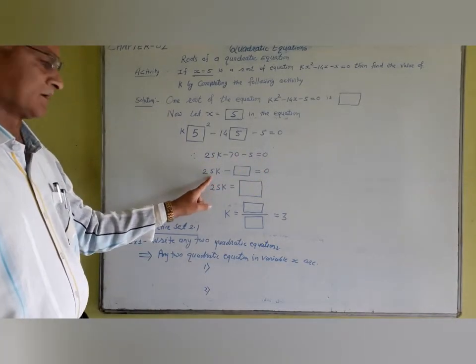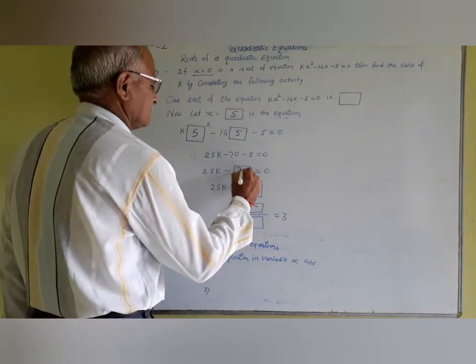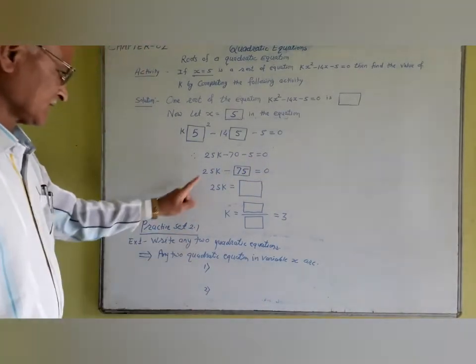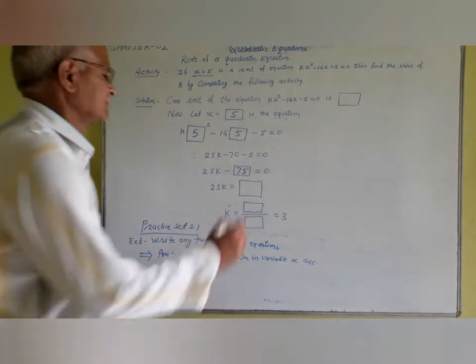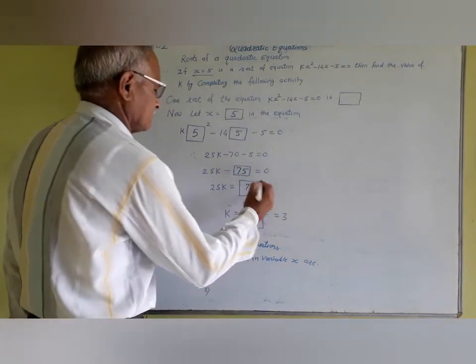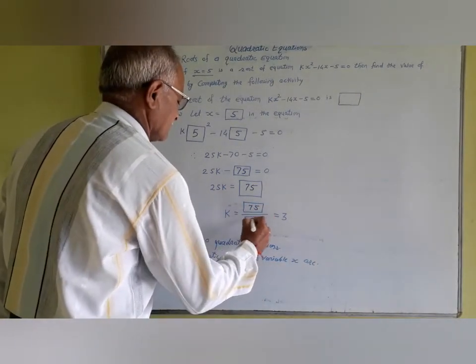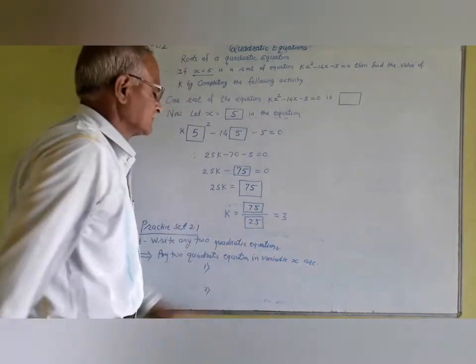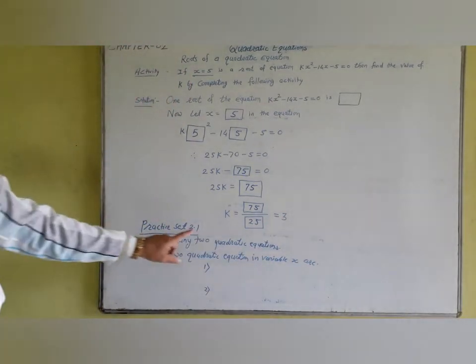Now 25k minus 70 minus 5 minus 75 is equal to 0. 25k is equal to minus 75; taken to the right side, it becomes plus 75. K is equal to 75 upon 25, which is equal to 3. Is it clear?